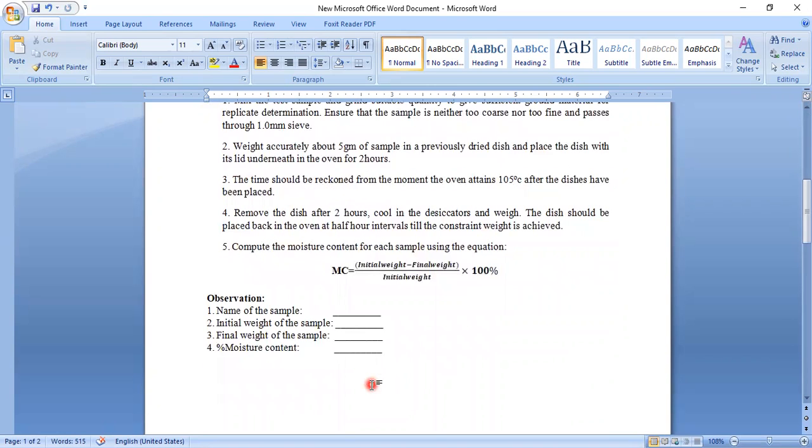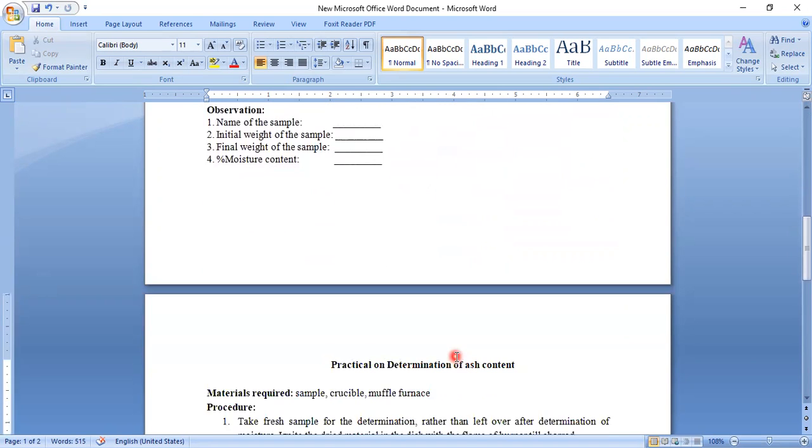So for the observations you have to take, first of all, write the name of the sample, whichever sample you prefer, whether wheat flour or other grains, or whatever value added product you have prepared. Then the initial weight of the sample and the final weight of the sample are important. Finally, you will find out the moisture content in percentage, and you will write the conclusion, that is, this much amount of moisture content you have obtained from this sample.